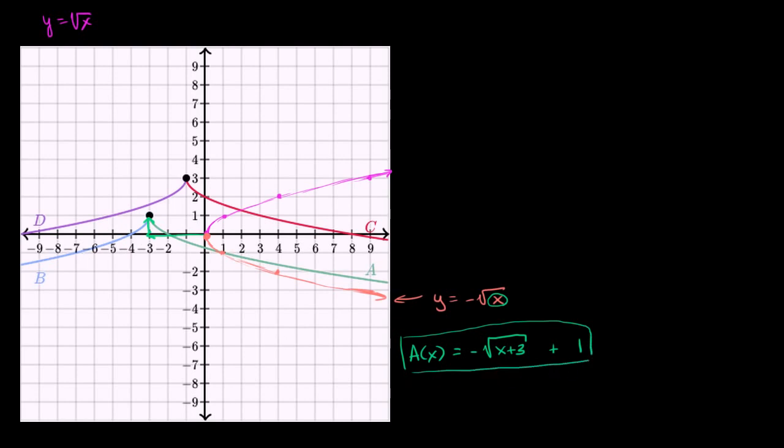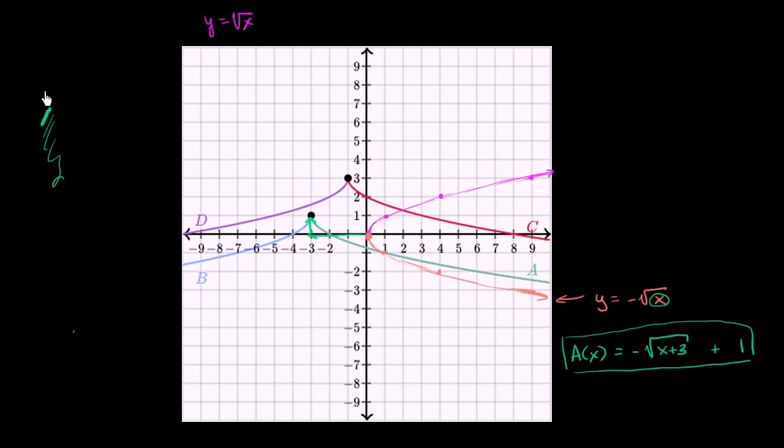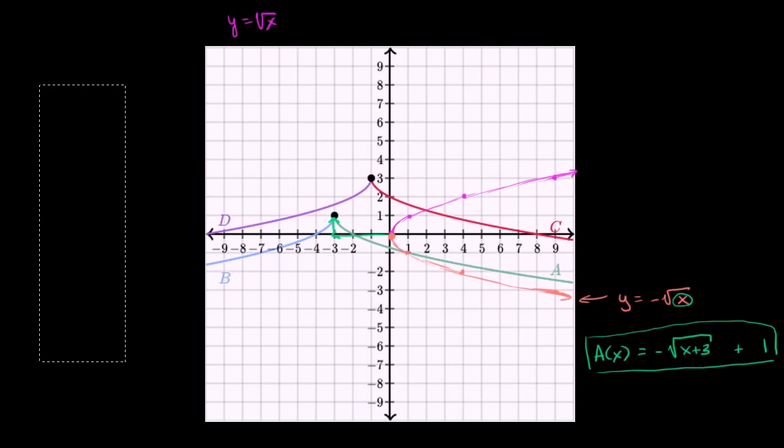Now let's think about B of x. How is B of x different than A of x? Well, B of x starts at the same point, but it's flipped over the vertical line, x is equal to negative 3. Or another way of thinking of it is the domain is different. A is defined for x is greater than or equal to negative 3. B is defined for x is less than or equal to negative 3. And we saw that also in the previous video.